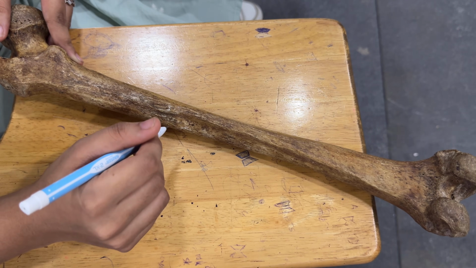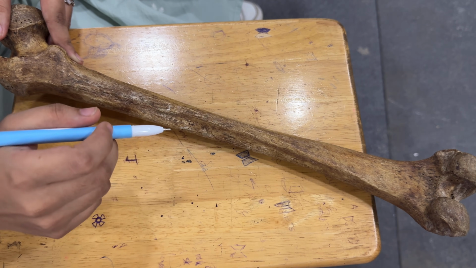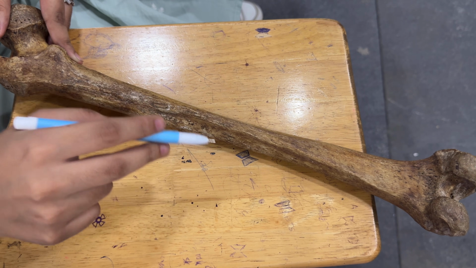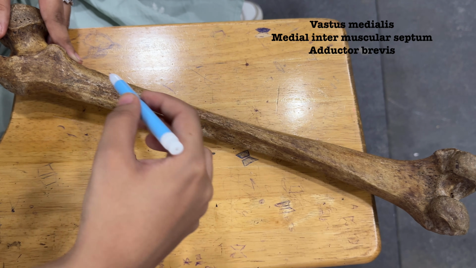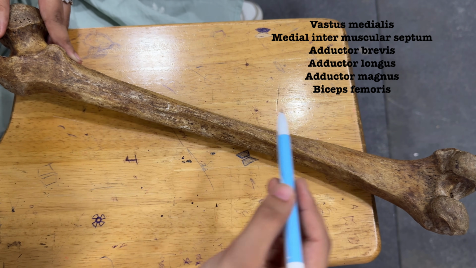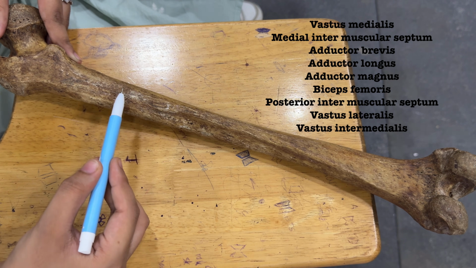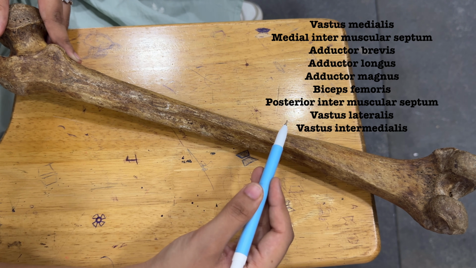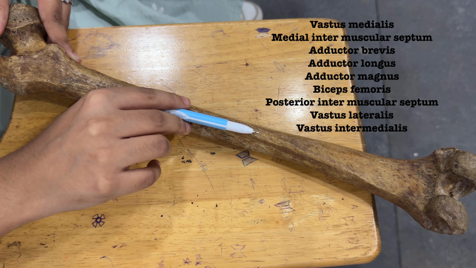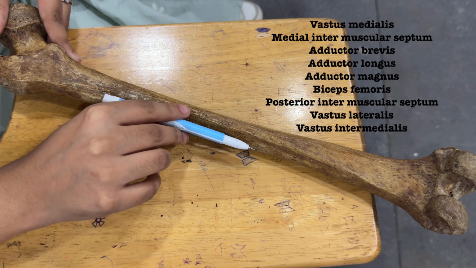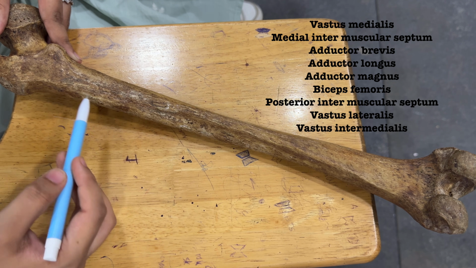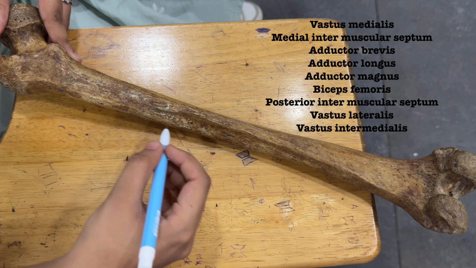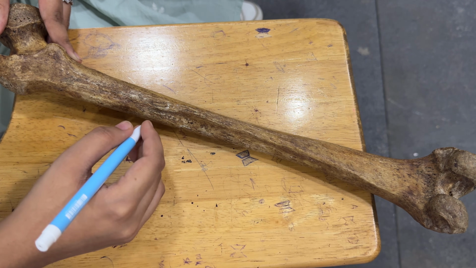So, the 9 main structures attached to the linea aspera from medial to the lateral side. At first, there is the vastus medialis muscle, then comes the medial intermuscular septum, then there is the adductor brevis in the upper portion and adductor longus in the lower part, then there is the adductor magnus, then comes the short head of biceps femoris, the posterior intermuscular septa, the vastus lateralis followed by vastus intermedius on the most lateral aspect. Now, we move on to the lower end of a femur.